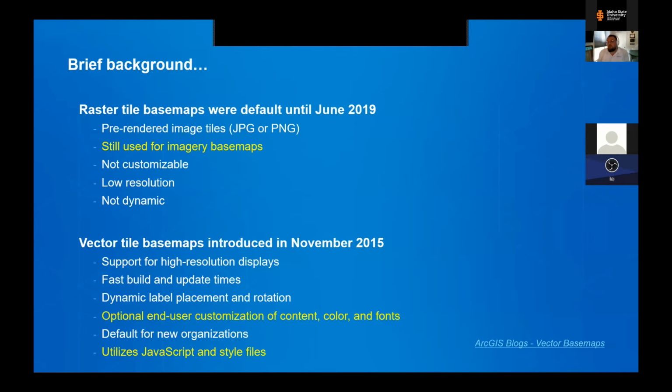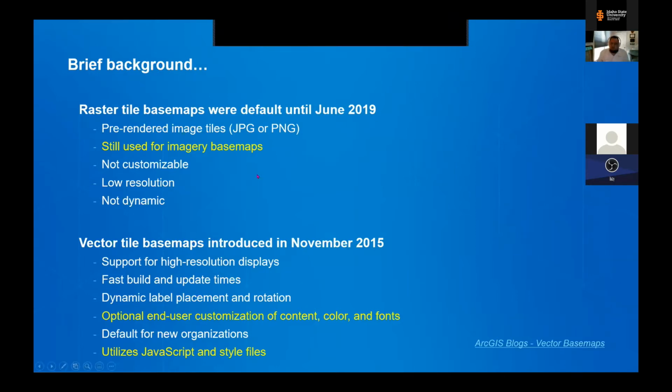These raster tile base maps are obviously still used for the handful of imagery base maps. There's really the two that people think about, the imagery and then the imagery with location information on it, right? Those raster tile base maps are not customizable. They're low resolution and they're not dynamic. They are just blink, took a picture, took a picture, took a picture.